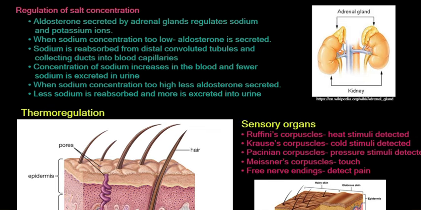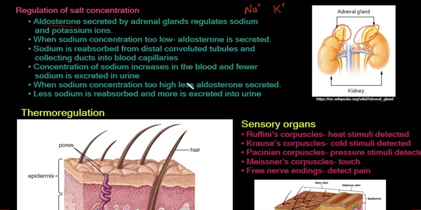Now, let's look at the regulation of the salt concentration. With this one, aldosterone is the hormone here, and it is secreted by the adrenal glands that sit on top of the kidneys, and this regulates the amount of sodium and potassium. When the sodium concentration is too low, aldosterone is secreted and sodium is reabsorbed from the distal convoluted tubules and the collecting ducts into the blood capillaries. The concentration of sodium increases in the blood and less sodium is excreted in the urine.